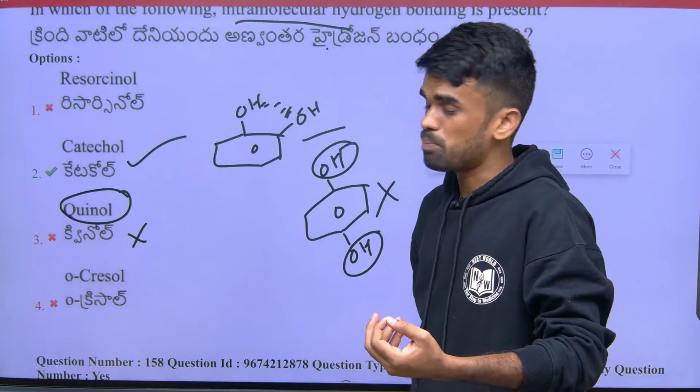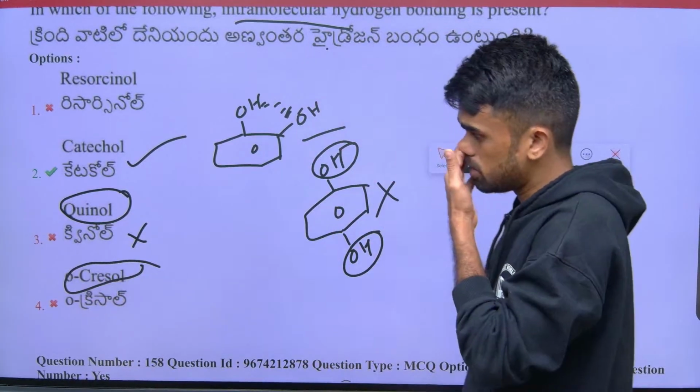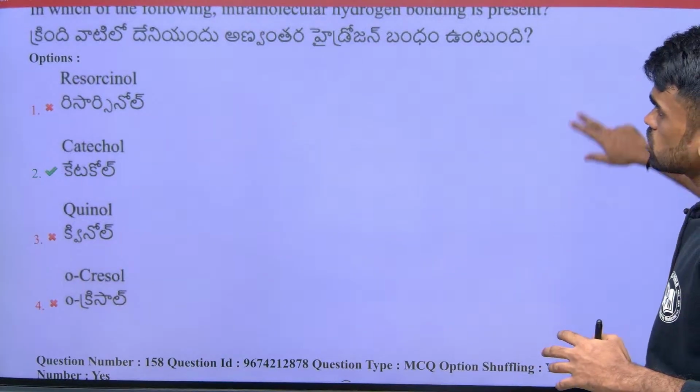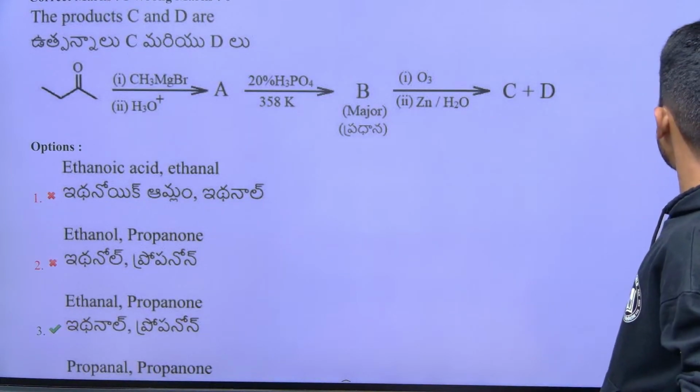I have explained properly. I hope it is clear. Now orthocresol means in that also it won't exist. So only catechol is the perfect answer for that. Okay. So now what is the product C and D here?